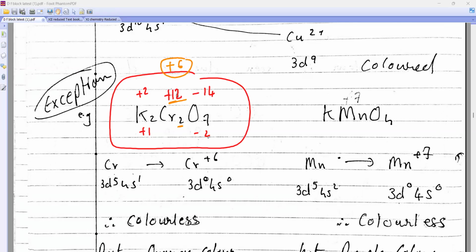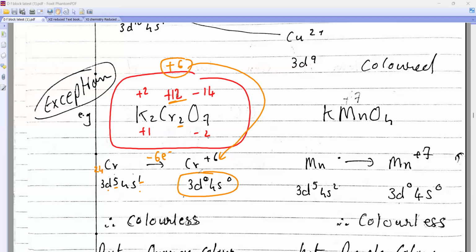Now, normal chromium has atomic number 24, but it was an exceptional case. Remember 3d5, 4s1, one electron used to jump, half filled. Now here my chromium is +6. So when chromium becomes +6, how many electrons will it lose? 6 electrons. 1 from here and 5 from here. So it has become d0, or not?